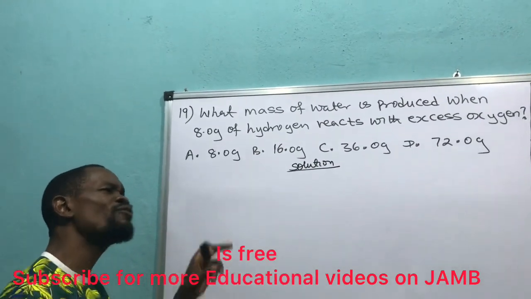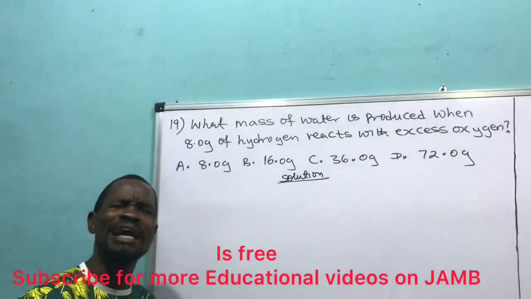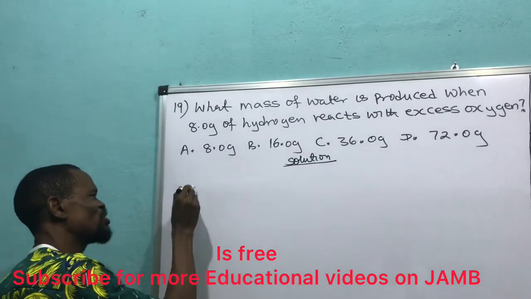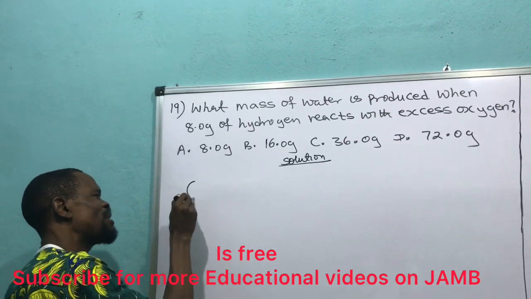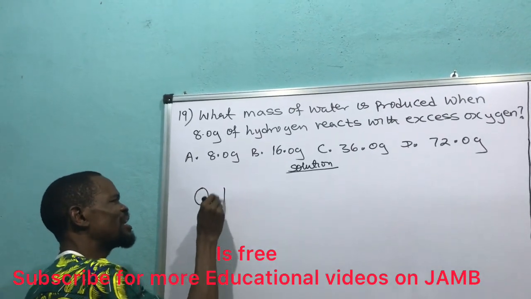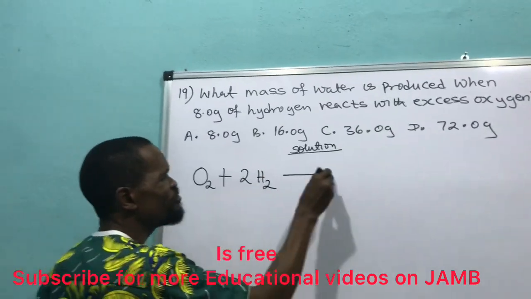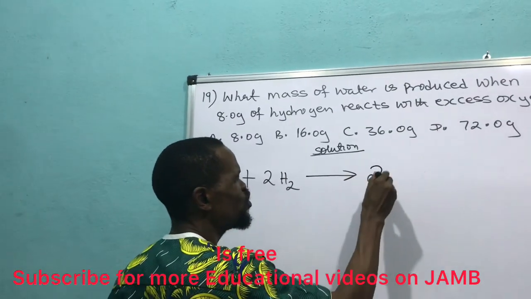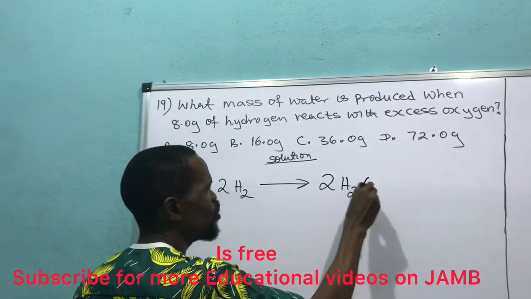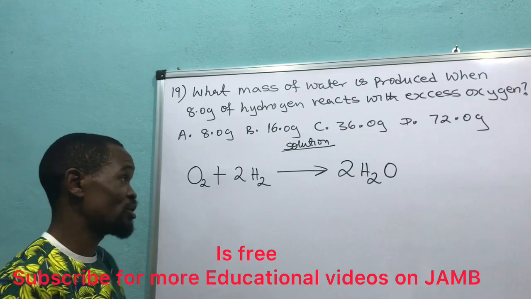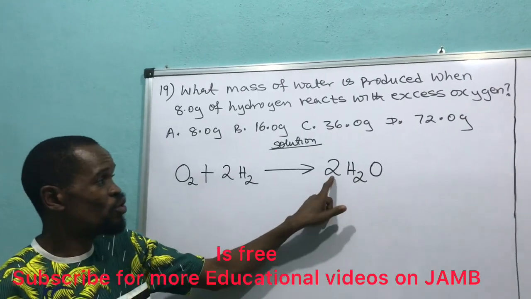Then for me to solve this, I have to write the equation of reaction. And what's the equation of reaction? I have that this oxygen is reacting with 2H2, which will give me 2H2O. That means, look at it, it's balanced now.